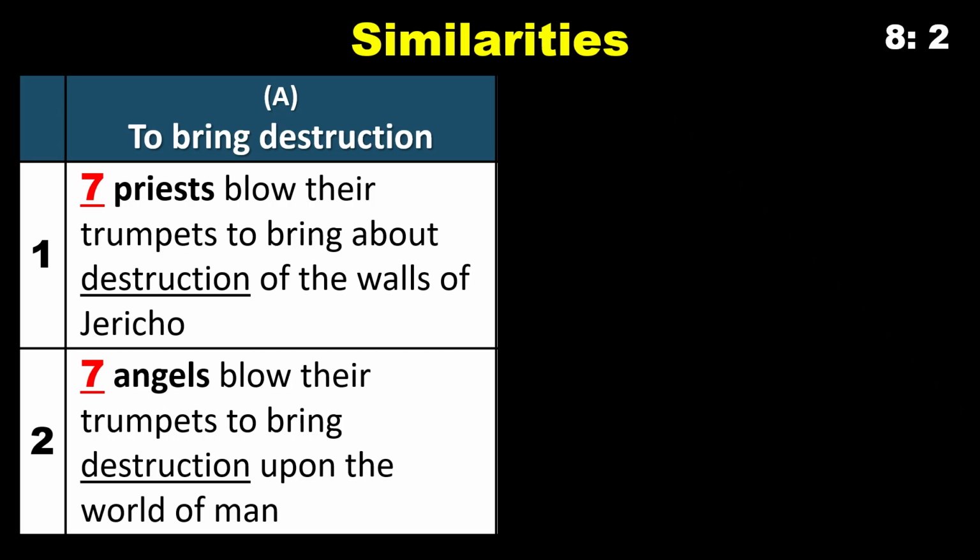Dr. Clark points out that there are some striking similarities between the 7 priests with trumpets in the Jericho story and the 7 angels with trumpets in the Revelation story. In row 1, column A, the 7 priests followed Joshua's orders and blew their trumpets that brought about the destruction of the walls of Jericho, allowing the Israelite forces to conquer the city. In row 2, column A, the 7 angels of Revelation blew their trumpets to bring destruction to the world of man. These are very similar. Now let's look at column B in row 1.